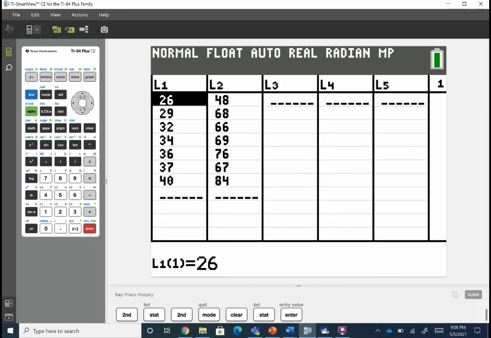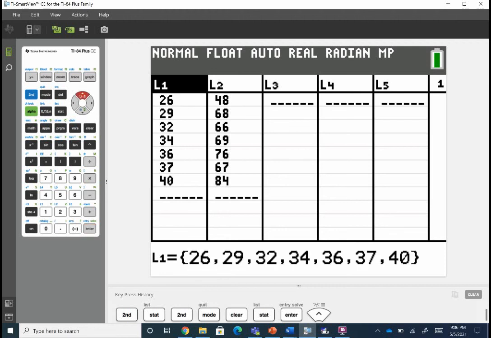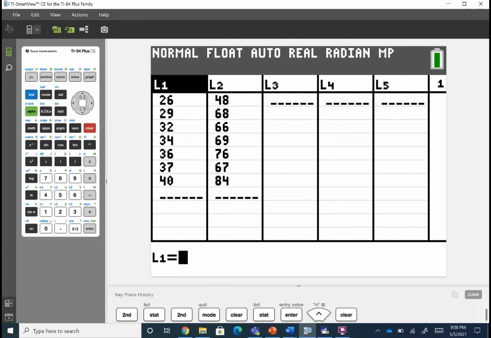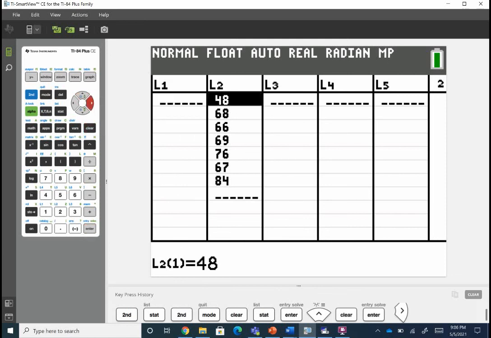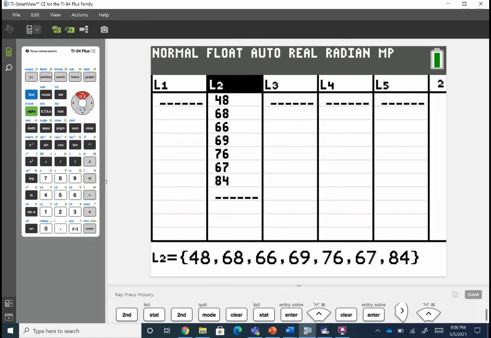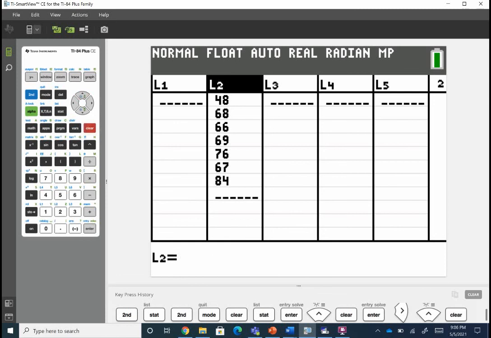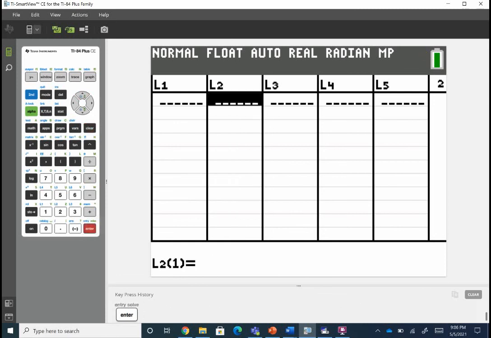You might have lots of things entered into your list. We're going to clear those out. Use your arrow keys so list 1 is highlighted like it is on my screen. Press the clear button, press enter. Do the same thing, highlight the top of list 2. Press the clear button, press enter.